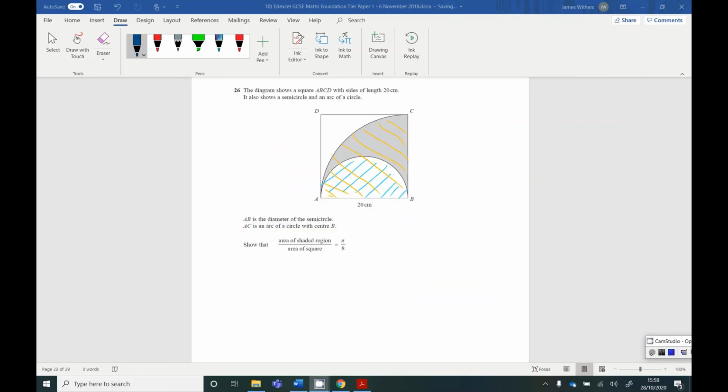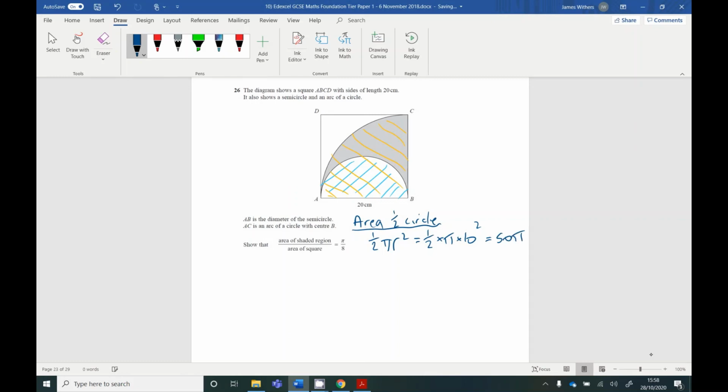Question number 26. So let's start off by working out the area of the semicircle, the bit I've shaded in light blue. So the area of the semicircle, the half circle, is pi r squared if it was a whole circle, so it's going to be half pi r squared. Now the radius of this semicircle here is 10, because 20 is the diameter, so the radius is 10. So that's going to be half times pi times 10 squared. 10 tens are 100, half that we get 50, so that's 50 pi.